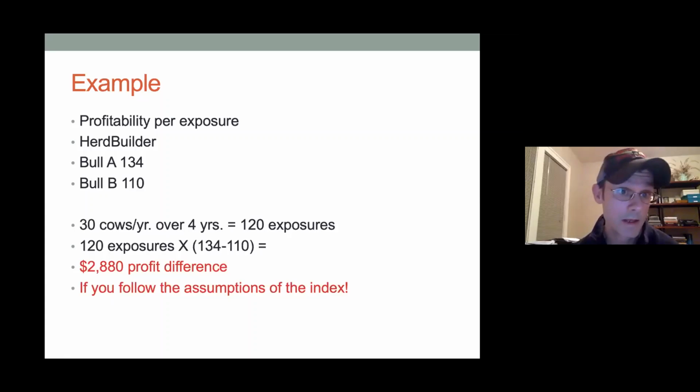This can tell me that if bull A sells for $1,500 more than bull B, bull A was the right buy. But if bull A sells for $10,000 more than bull B, I was probably better off with bull B, okay? Going back to the fact that this is an investment, and you need to expect that investment to create a return.